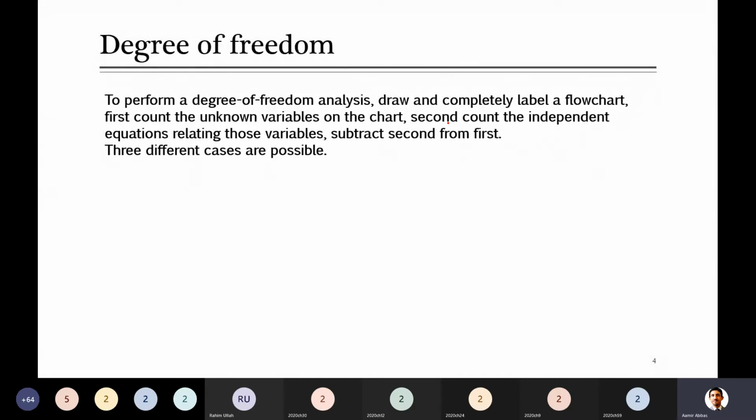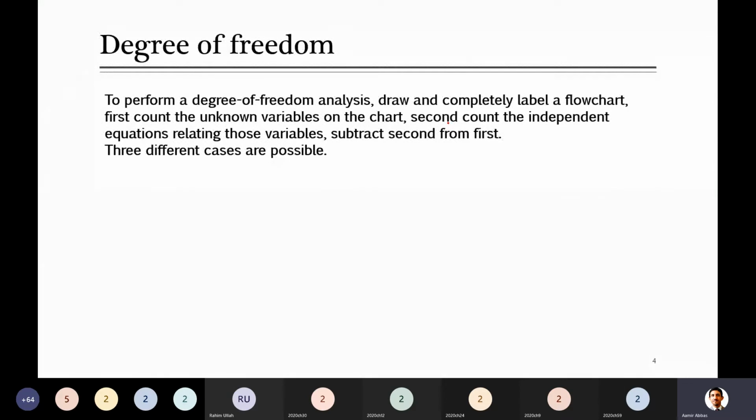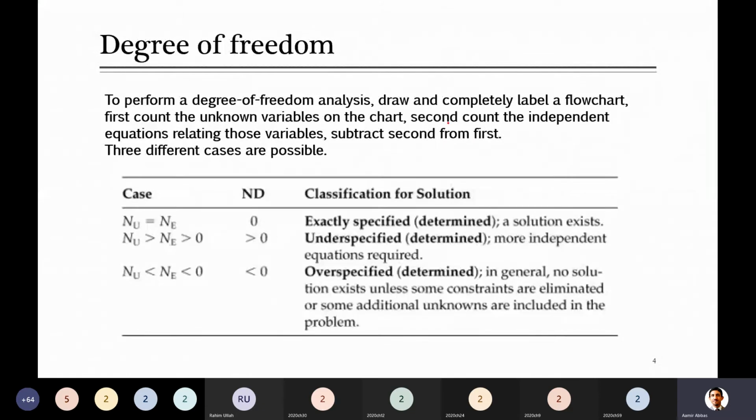Second, count the independent equations related to those variables, and then subtract the second from the first. Second means the number of equations you have to subtract from the number of unknowns. So at the end of the day, when you calculate degree of freedom, there are 3 possible cases or conditions. For example, in the first case, please don't start just reading these. I will explain it one by one.